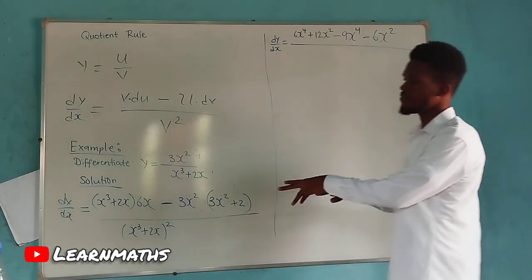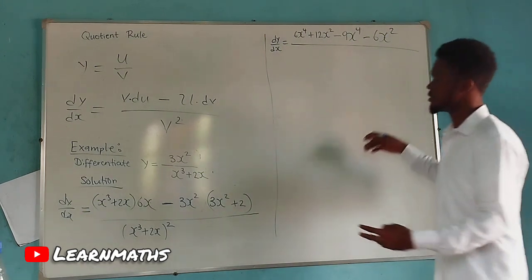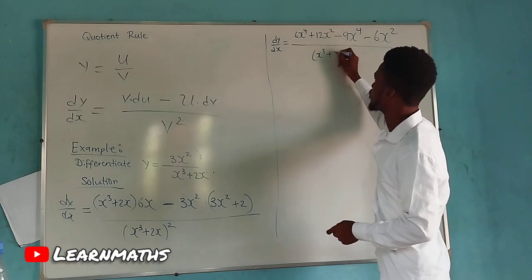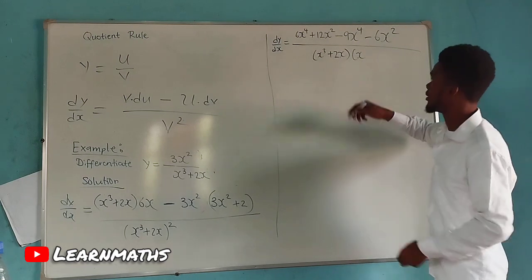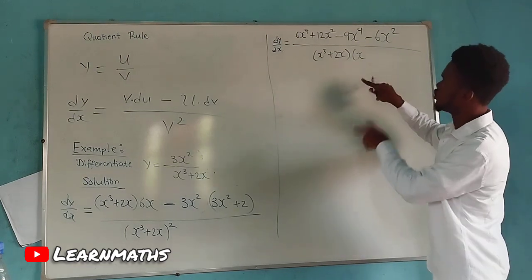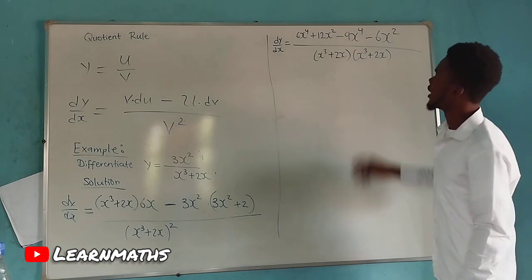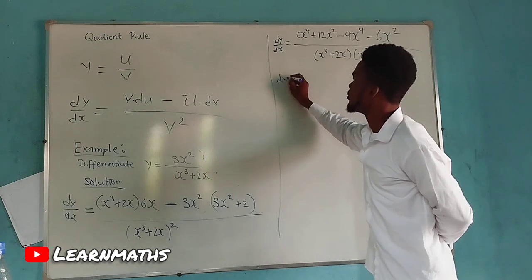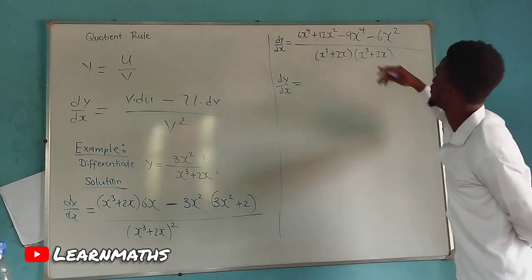You can decide to leave your bracket that way, or you might as well want to expand it. If you are going to expand it, you have x raised to the power 3 plus 2x multiplying itself again, since we have squared there. So we multiply this in two places. x raised to the power 3 plus 2x, right? So let's look at the numerator. Is there any term we can put together?